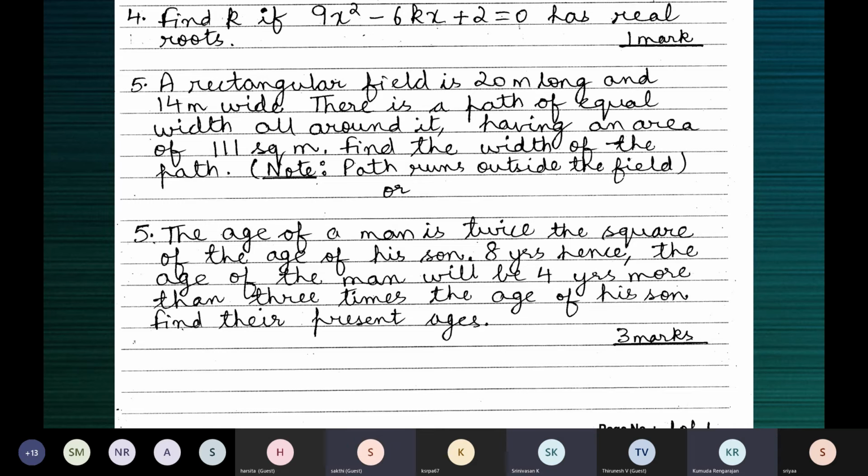Ma'am, age of son is 4. Age of son? 4. Ma'am, age of father is 32. Father's age 32 and Srinivasan, father's age, and Shriya, son's age. Okay. Ma'am, son's age is 4 and father's age is 32. Okay. Yes, the answer is right. Son's present age 4 years and father's present age 32 years.